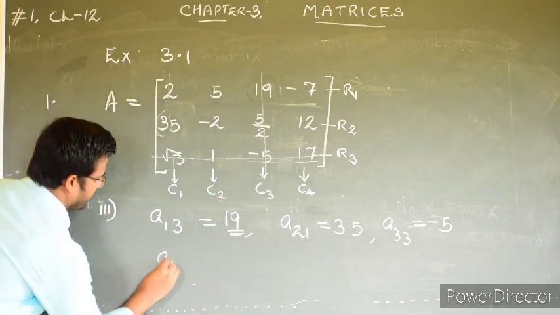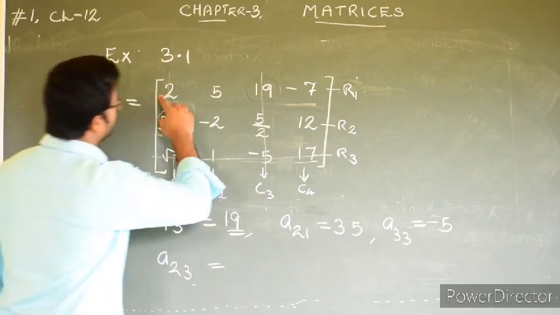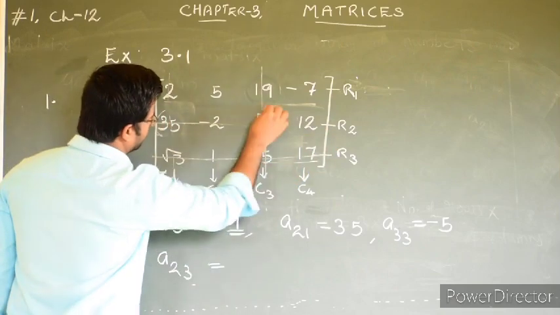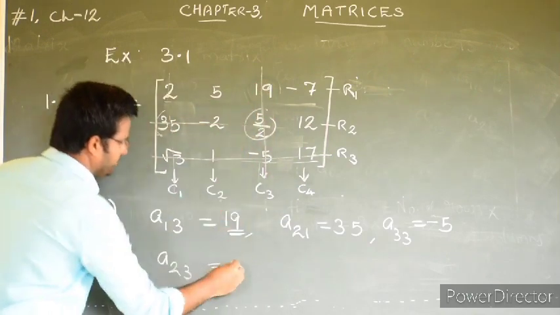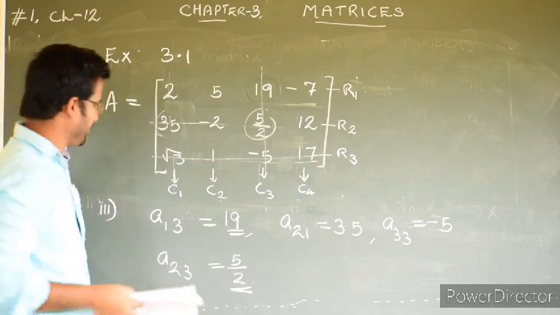Then A23. 2 means second row. Second row and third column. Third column, this one. Second row and third column. That is 5 by 2. Our element is 5 by 2.